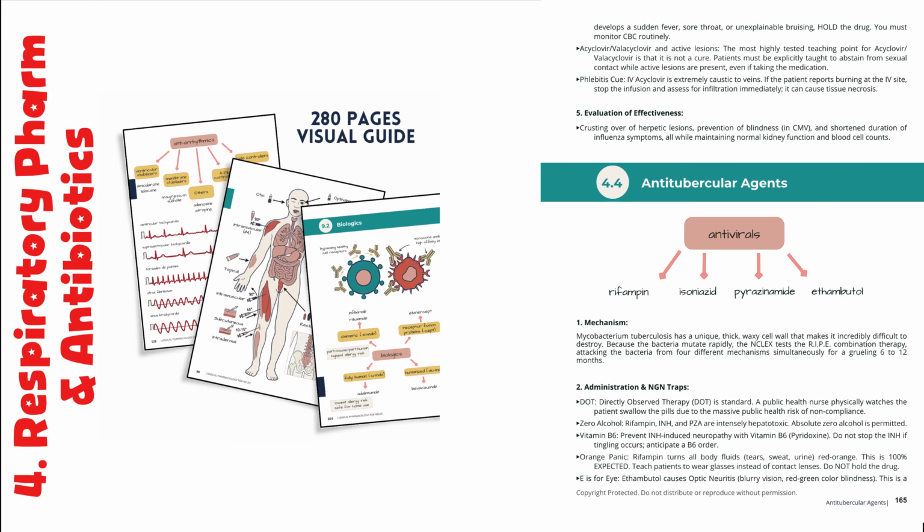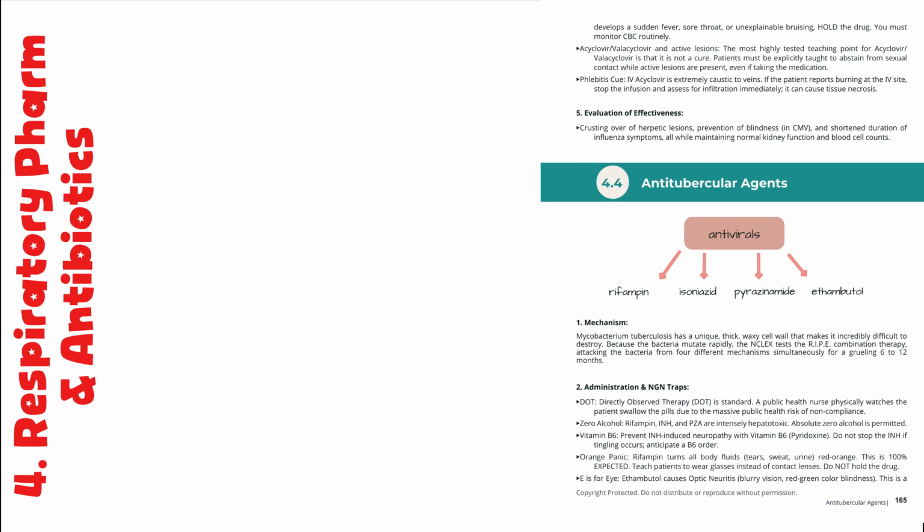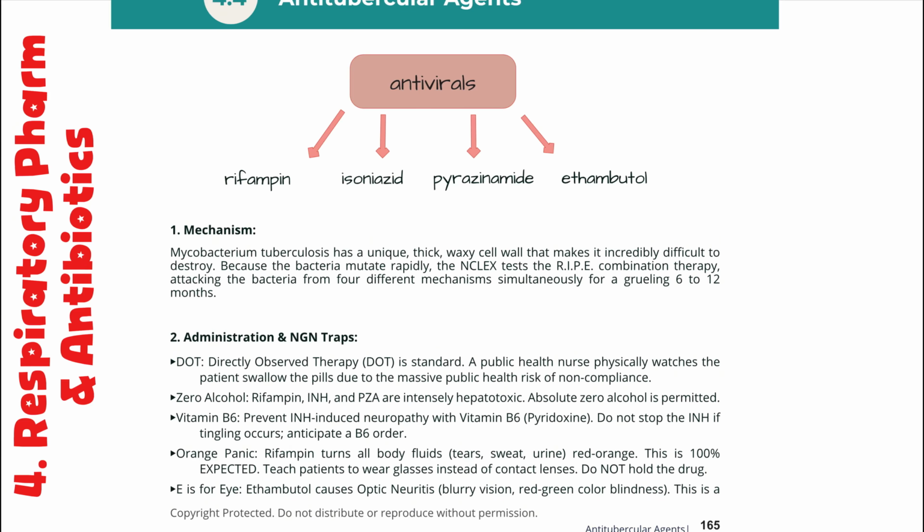TB treatment runs 6 to 12 months on 4 drugs at once: rifampin, isoniazid, pyrazinamide, and ethambutol. Directly observed therapy is standard. A nurse physically watches the patient swallow the pills because non-compliance here is a public health emergency. All 3 of rifampin, isoniazid, and pyrazinamide are hepatotoxic. Zero alcohol, no exceptions. Isoniazid depletes vitamin B6, causing peripheral neuropathy.